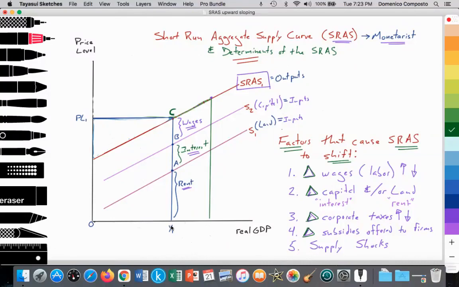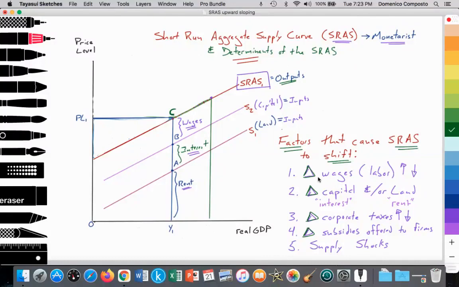Okay. And we know that at Y1, the firm is employing land resources and they're paying rent. So the distance from the x-axis to point A is the cost of employing rent. Then the distance from point A to point B is the cost of employing capital resources. They're paying interest for that. And the distance from point B to point C is the cost of paying wages to use labor. So the sum of all these inputs provides the SRAS curve, which is the outputs, all of the final goods and services produced in an economy.